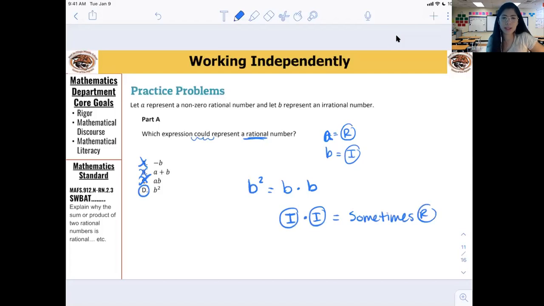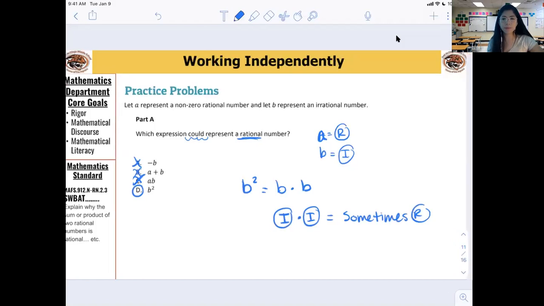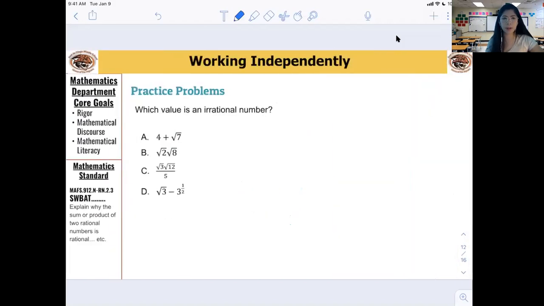So that's kind of how that goes. These types of questions really are a matter of remembering the rules and testing each answer choice just to see what you get. Is it going to be rational, never rational, or sometimes rational? So let's do one more, and I want you guys to try this one on your own. So here's my poll. On your own, see if you can figure this one out. Which value is an irrational number?